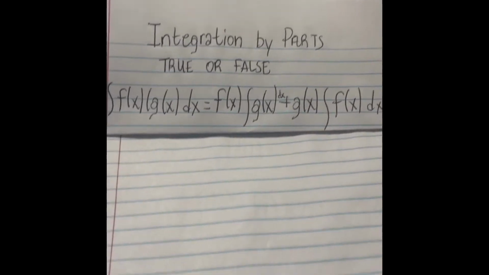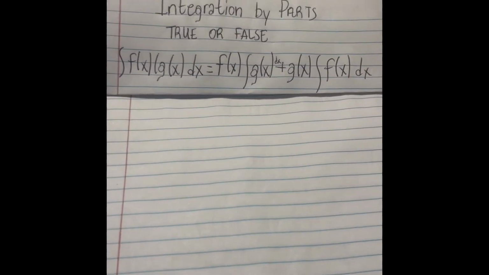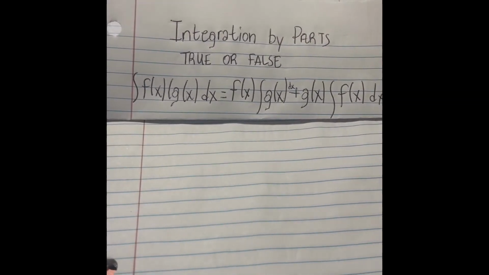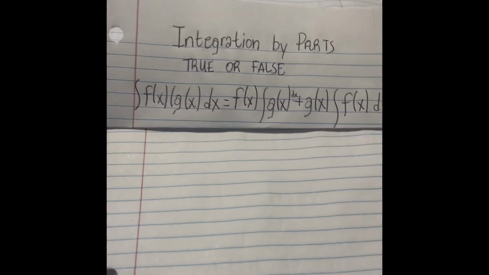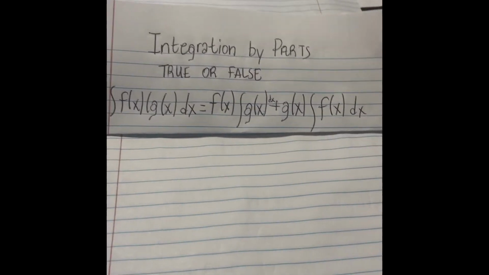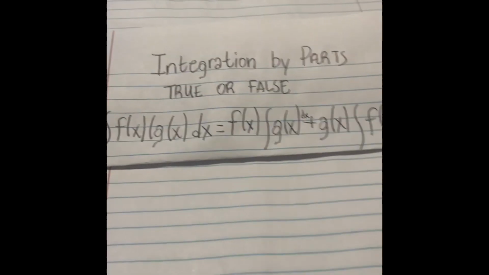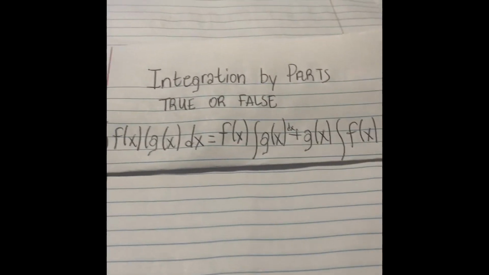Okay, so now all that I did was I rewrote that equation that you just saw in the last picture. So it was the integral of f of x g of x dx equal to f of x integral g of x dx plus g of x integral f of x dx. Once again, that was just the equation that was in the picture before. Okay, so now I'm going to prove if this is either true or false.